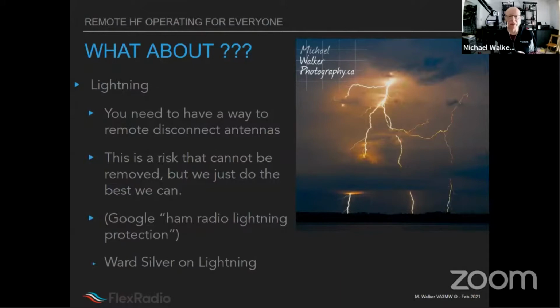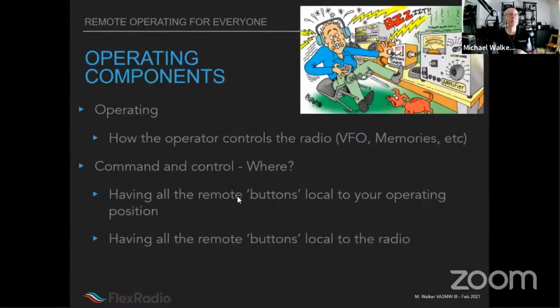There are some cool things coming out that people are doing with linear actuators to pull the feed lines a foot apart. They will all help, but it doesn't really solve the problem. And if you want to learn more about lightning protection, you can read Ward Silver's book, ARRL sells it. I saw his presentation in the Contest University last May. I thought I knew something about lightning protection. I learned I didn't know a thing about lightning protection. So if you want to learn more, you can go read Ward's book.